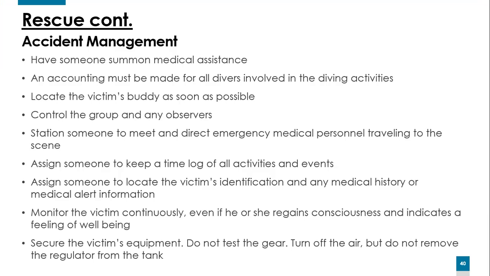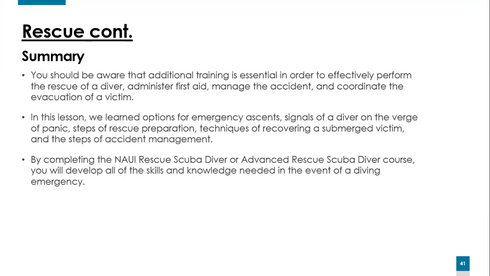All right, you want to secure the victim's equipment. Do not test the gear. Don't turn off the air. You can turn off the air, but do not remove the regulator from the tank. Keep the scuba kit intact.